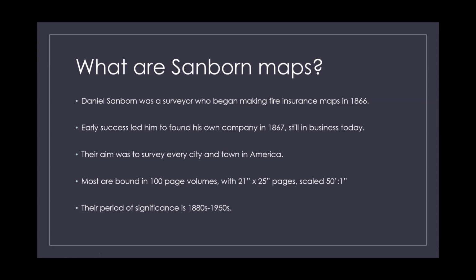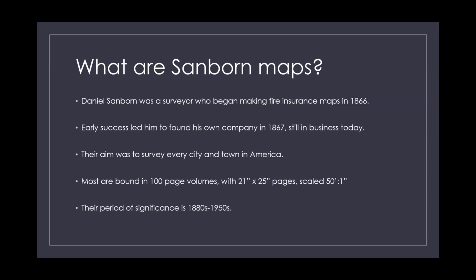Sanborn maps are vintage fire insurance maps. Daniel Sanborn was a surveyor who began making fire insurance maps in 1866. Early success led him to found his own company in 1867, still in business today. Their aim was to survey every city and town in America.